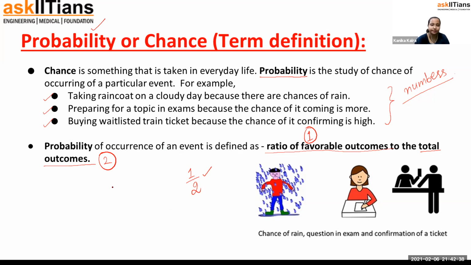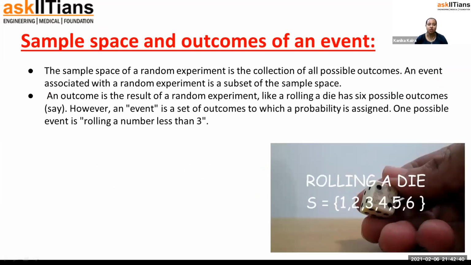Let's move further. Now let's talk about the sample space. Sample space means the total collection of all the possible outcomes of a random experiment. Experiment means, let's say you are rolling a die. Rolling a die is an experiment. Now experiment is again of two types.